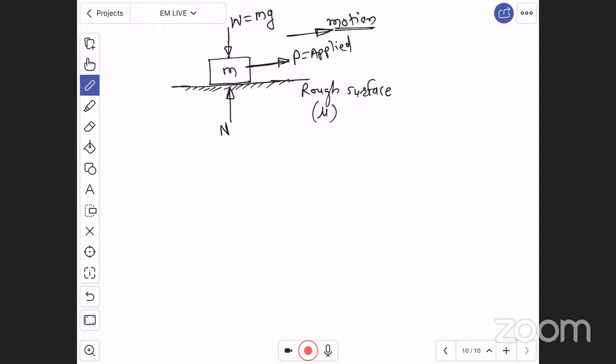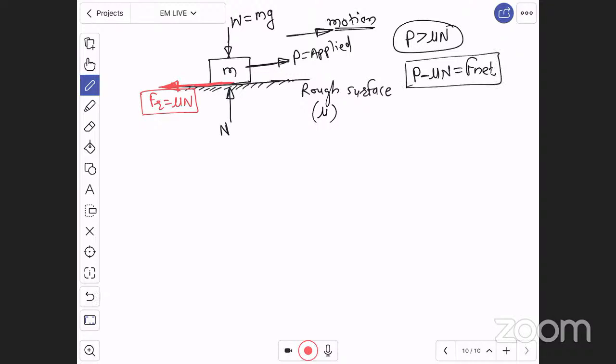And opposite to this motion, there will be a friction force. सरफेस फ्रिक्शन फोर्स देता है कि नहीं हमेशा, हमने देखा था फ्रिक्शन टॉपिक में, दैट इज फ्रिक्शन फोर्स इज इक्वल टू म्यू एन, that is friction force is equal to mu N, right? Now here applied force is more than friction force, right? Now can I say because of this difference, that is P minus mu N, which is nothing but the net force acting on the object, this force is responsible for motion.